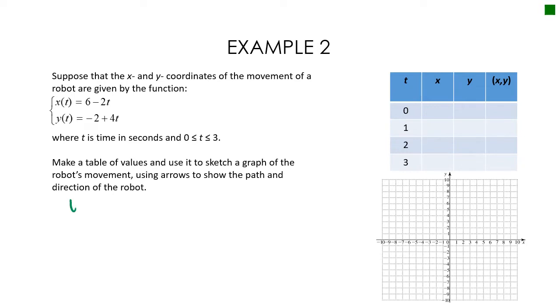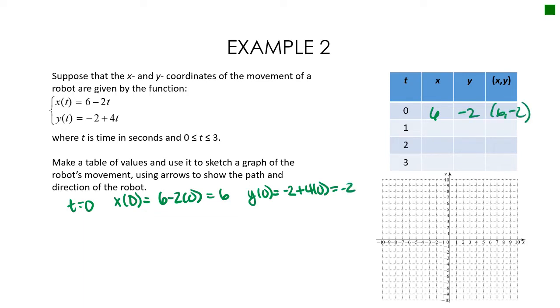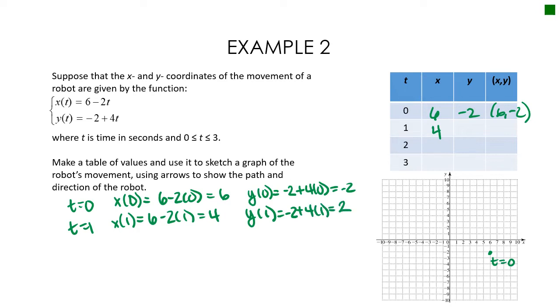When t is 0, our x value is 6 minus 2 times 0, which is 6. And our y value is negative 2 plus 4 times 0, which is negative 2. So that point is (6, -2). We'll plot that, so there's where they start, t equals 0. When t is 1, x of 1 is 6 minus 2 times 1, which is 4. y of 1 is negative 2 plus 4 times 1, which is 2. So that point is (4, 2).